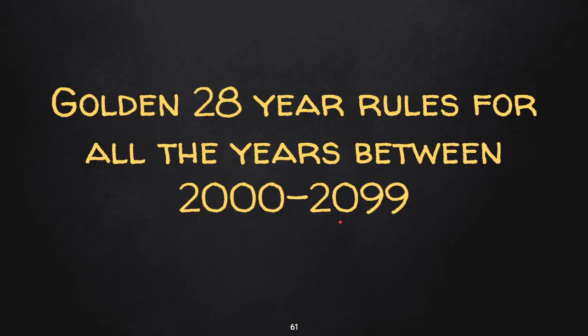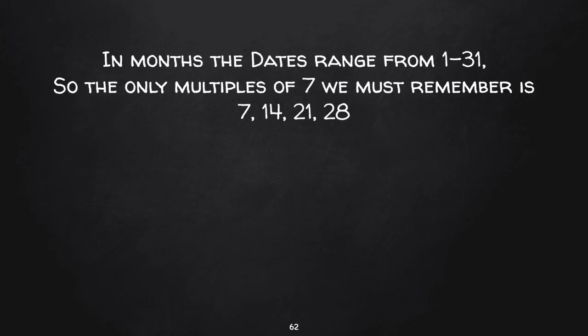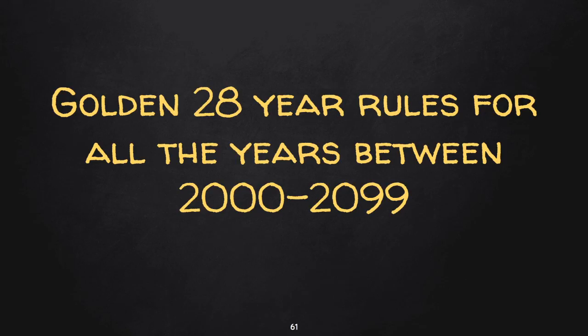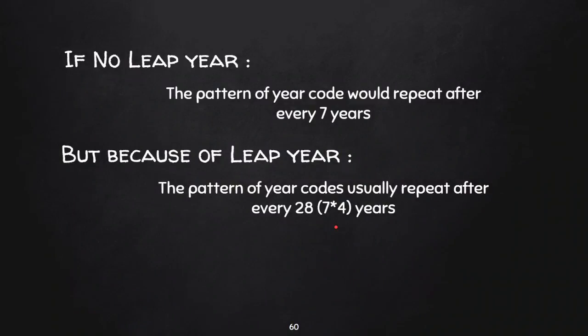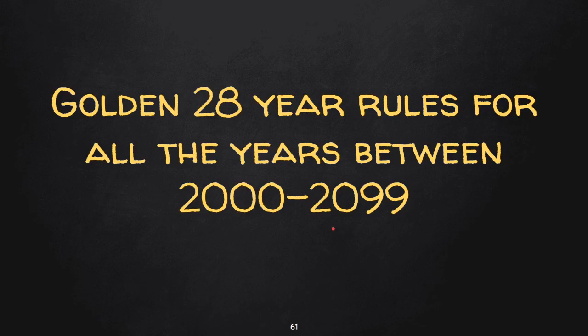It means we can rely on the golden 28-year rule for calculating the day of the week for any date between the years 2000 to 2099.